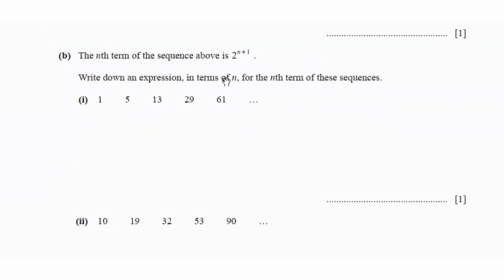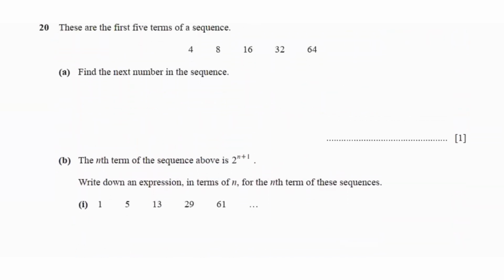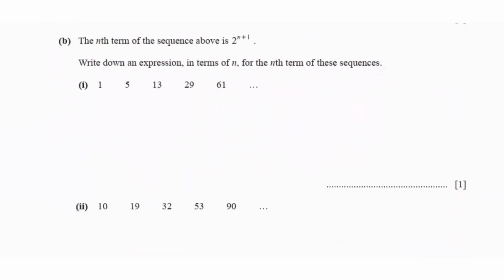Then it says the nth term of the sequence above is 2 to the power of n plus 1. Write down an expression in terms of n for the nth term of these sequences. So if we compare the given sequence with the original one, that's 4, 8, 16, 32, and 64. So we can see that there's a difference of 3 between each of these terms. Common difference is 3 between the first original sequence and the new sequence.